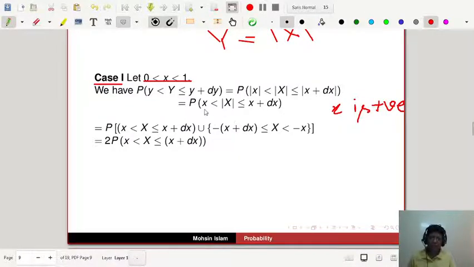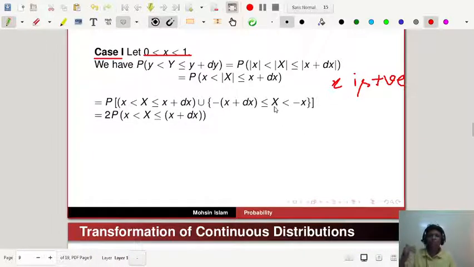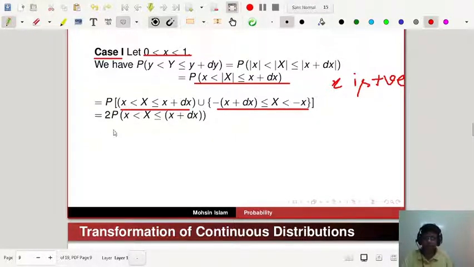right? So we can write small x instead of mod x, x less than capital X less than or equal to x plus dx. Again using the same concept as the previous, this can be written as the union of these two events. And these two events are mutually exclusive, right? And this distribution is symmetric. So you have the same result as the previous one, already discussed in the previous problem. So you will use that symmetry and the use of that probability differential.